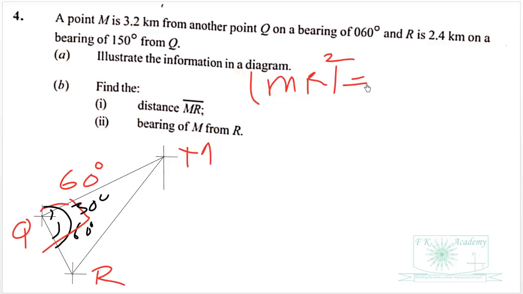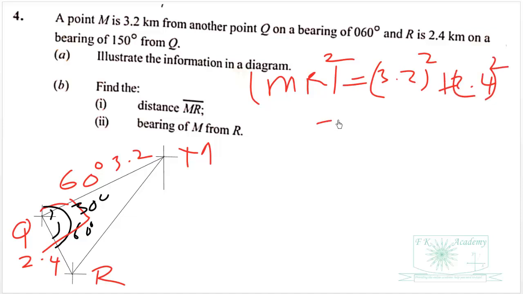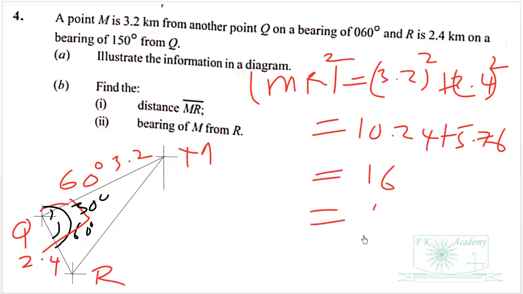That will be equal to QM squared. Remember, this is 3.2 kilometers. This is 2.4 kilometers. So that will give us 3.2 kilometers squared plus 2.4 kilometers squared. And that will give us 10.24 plus 5.76, which is going to give us 16. Square root of 16 is 4 kilometers.